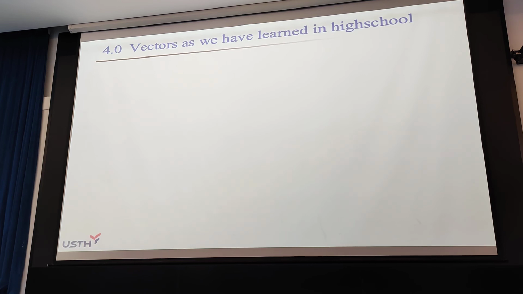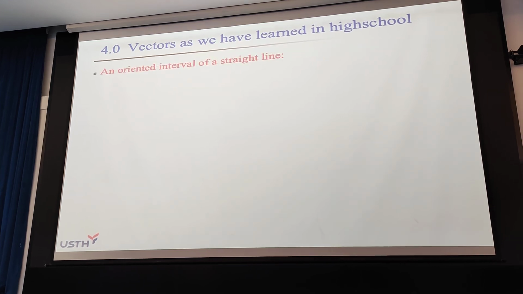The first one, I explain to you some things about the vector as we studied already in high school. In high school, we studied what a vector is. A vector in high school is an oriented interval. You take a straight line, you take an interval of that, you give the beginning point and the end point. It means that you give it an orientation and you get a vector.